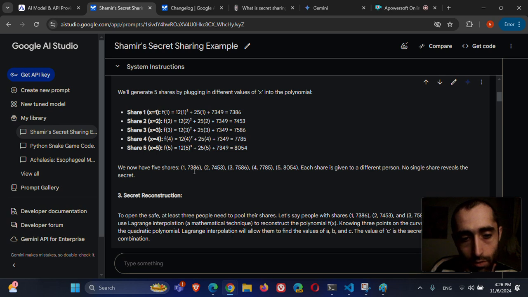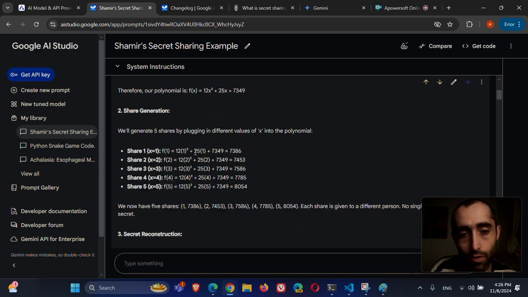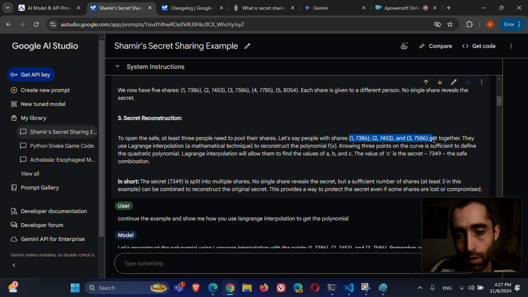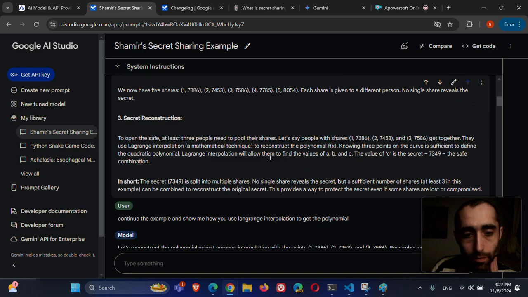Each is an x and its corresponding value on the polynomial that we created. Now, to reconstruct the polynomial, when we want that, we will take three shares, for example, the first, second, and third. Those are the three shares. In order to reconstruct the polynomial we need three shares, and we know that because this tells us the threshold to create a polynomial.